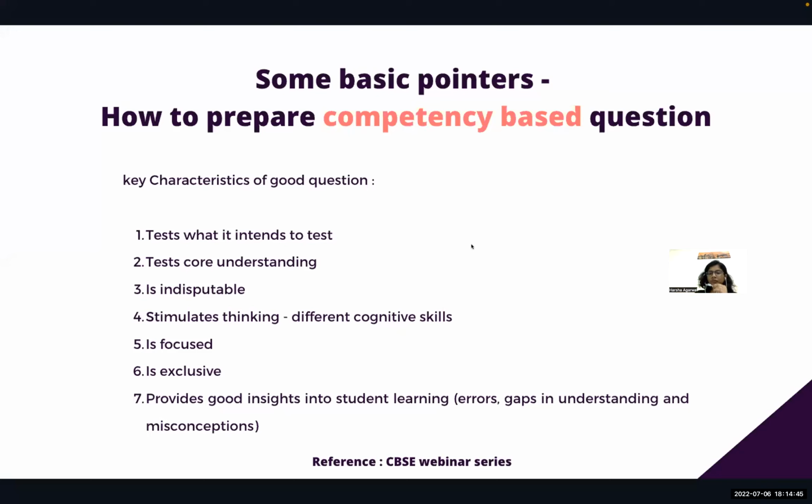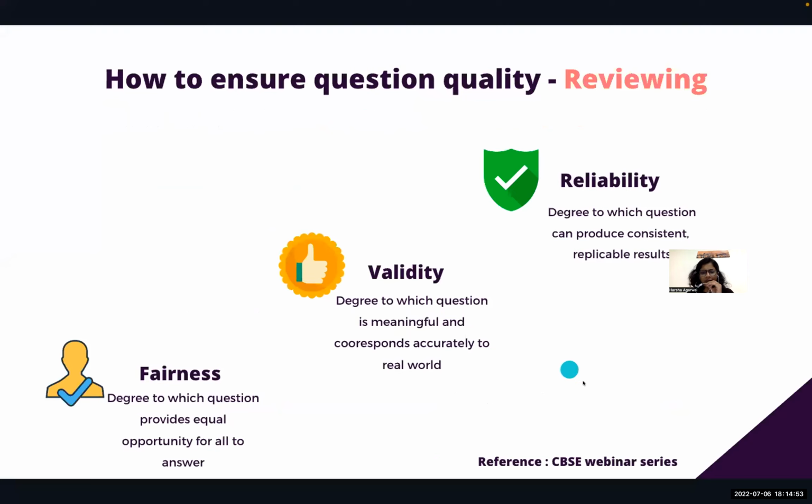So you have to fulfill that gap to prepare good questions which can cater to the level of your students, and make them board ready. Okay, moving ahead, this is something which I picked from the CBSE webinar series itself. How to ensure question quality. Reviewing is very important, right?